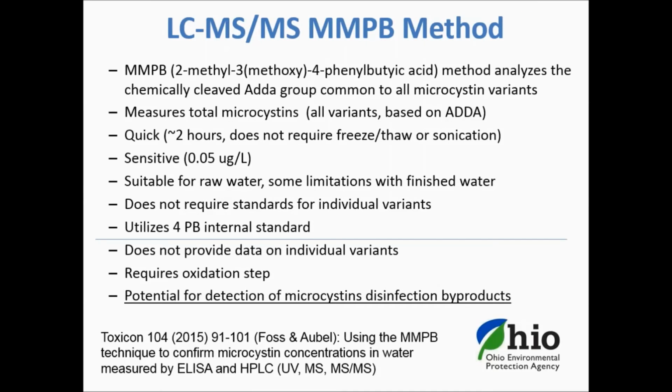The LC-MS-MS MMPB method detects total microcystins based on detection of the chemically cleaved ADA structure. It's quick, sensitive, utilizes an internal standard, and does not require standards for individual variants. It's suitable for raw water, but has some limitations for finished water. Like ELISA, it does not provide data on individual variants. It also requires an oxidation step.